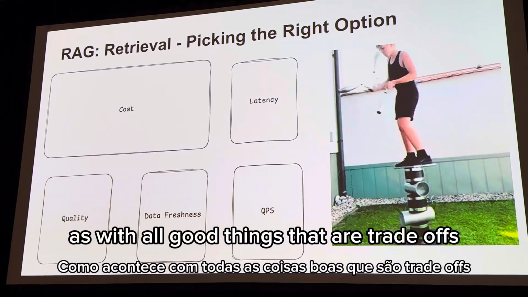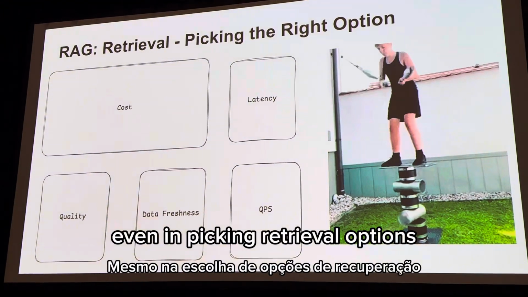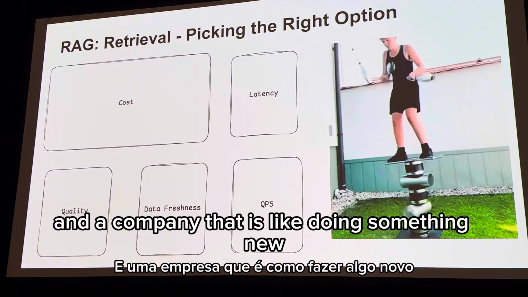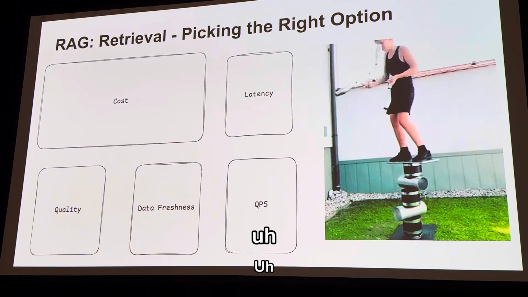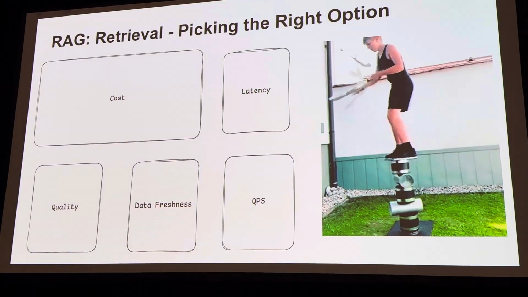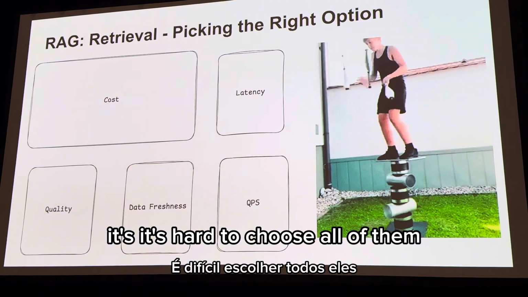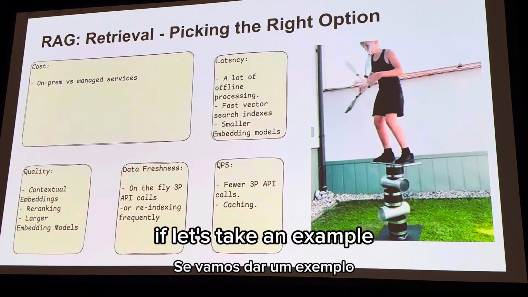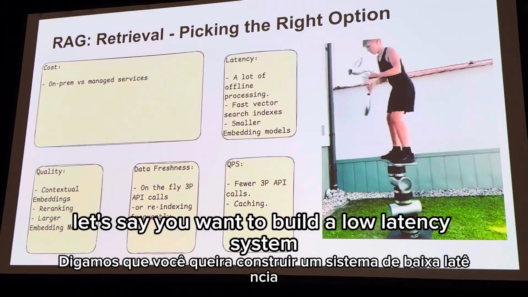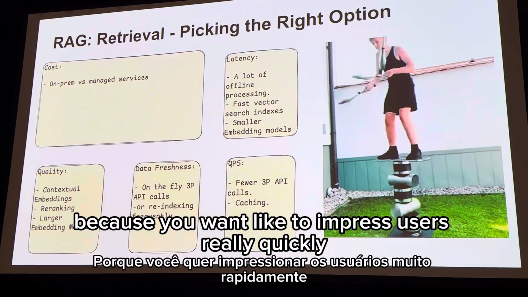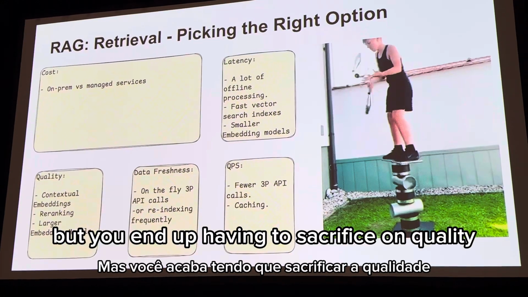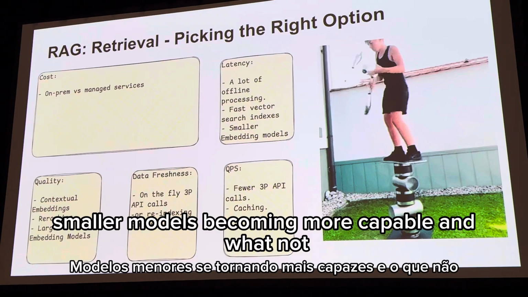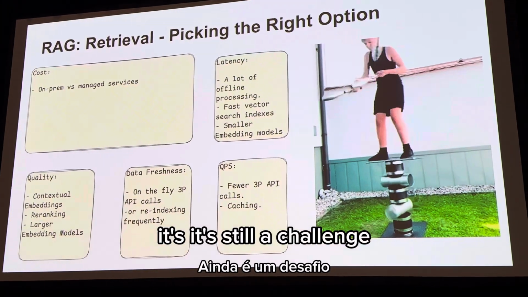As with all good things, there are trade-offs. Even in picking retrieval options, there is no surprise there. For a company that is doing something new, like small companies or those in the pre-PMF or prototyping phase, when you're building a new product, it's hard to choose all of them. You can't just have it all, right? So let's take an example. Let's say you want to build a low latency system because you want to impress your users really quickly, but you end up having to sacrifice on quality. Though that is changing now with smaller models becoming more capable, it's still a challenge.